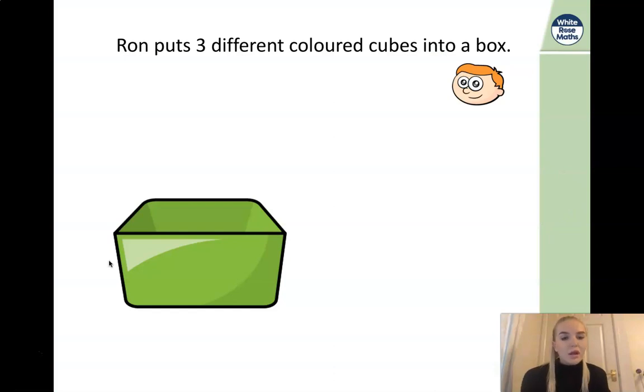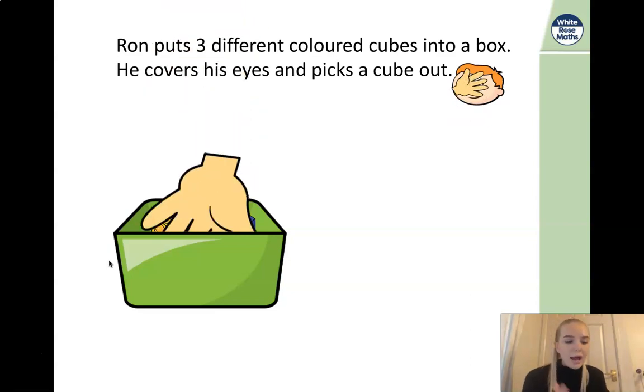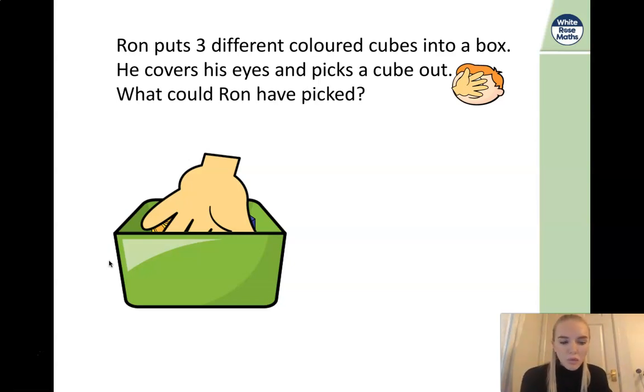So, here we have Ron and here we have a box. Now, Ron puts 3 different coloured cubes into a box, and he wants to know how many different combinations he might pick. So he covers his eyes and he picks out a cube. And what do you think Ron could have picked? Pause the video and have a think.